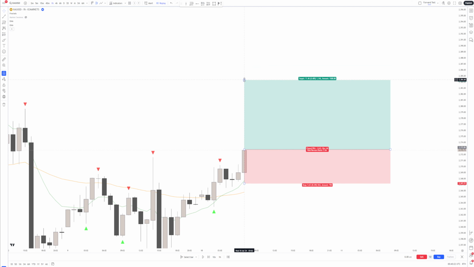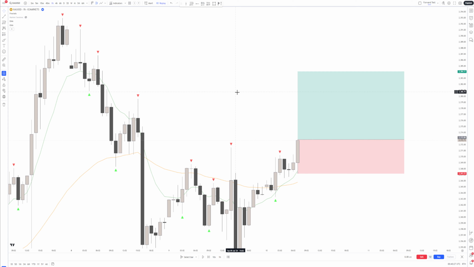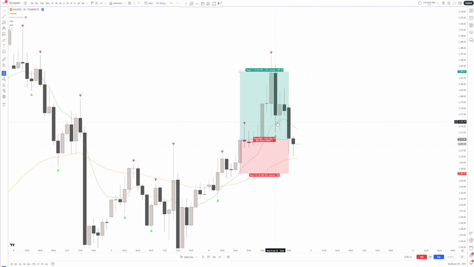And then very simply, we're just going to go for a 2-to-1 reward to risk. It may even go to 3-to-1. I have back tested this and it does go up to 3-to-1, but the 2-to-1 hit rate is a lot higher. So let's see what happens. You can see in this case we did hit target.